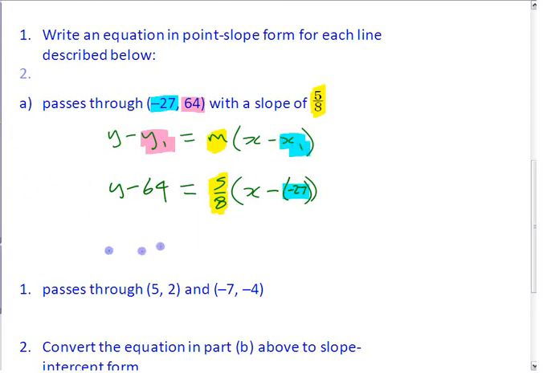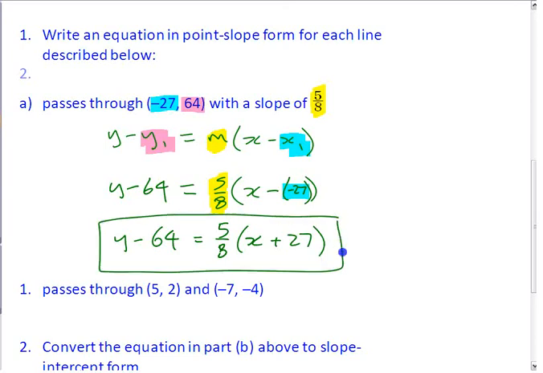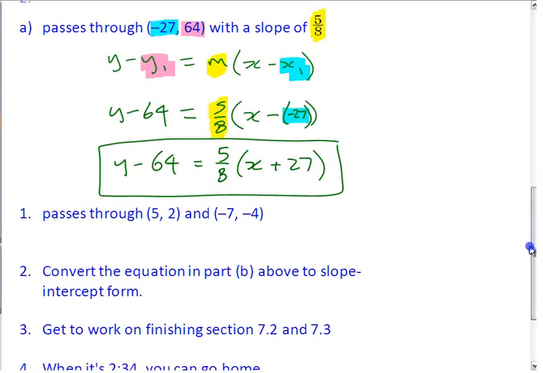Okay, if you simplify that, you get y minus 64 equals 5/8 x minus, or plus, right? Minus negative 27 is plus 27. That's what it is in point-slope form. If you really wanted to, you could put it in slope-intercept form if you multiplied this out, but that is not necessary here.